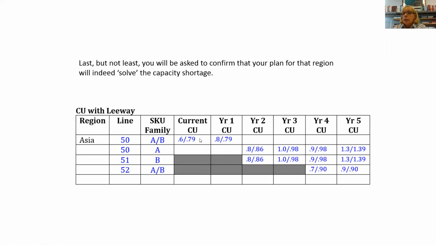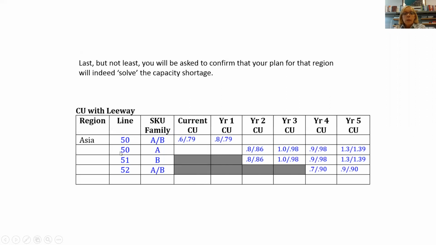So we said in the current year, we simply are looking at the demand with leeway, and then we're looking at the available demonstrated capacity. Our demand with leeway in the current year is 600,000 for both A and B. It's a flexible line, and we have the demonstrated capacity to produce 790,000 cases. Not a problem. We said in year 1, we really don't have a problem either. We have demand that's getting greater, but we also have the available demonstrated capacity to take care of it. It's in year 2 where we run into problems.